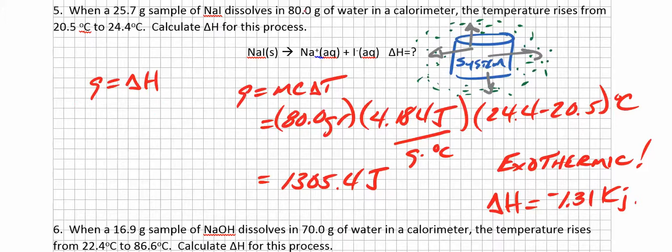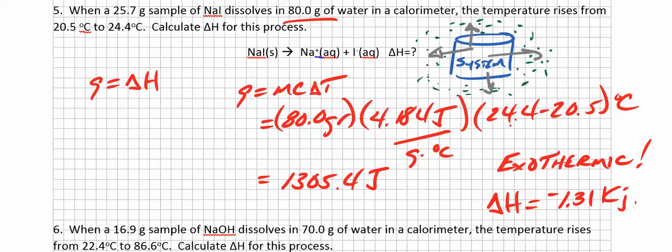I'm told that I've got 80 grams of water, so I'm going to start with 80 grams, times the specific heat of water, which is 4.184 joules per gram per degree Celsius. I just got that off of a chart. There's no other way to know that except to get it off the chart. I'll give it to you on quizzes and exams. You don't have to remember it, but it is 4.184 joules per gram per degree Celsius for water.